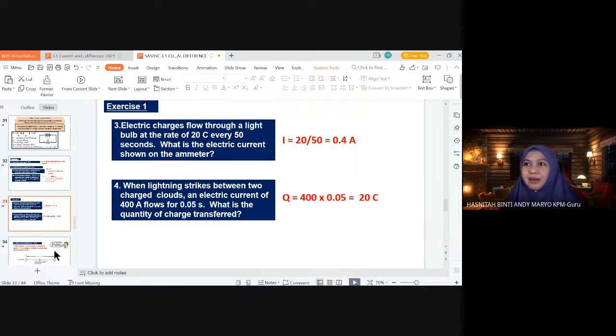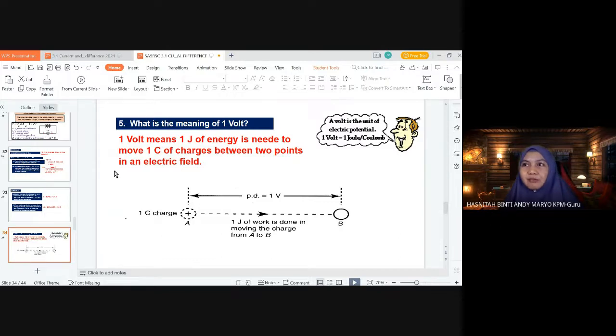This is a very basic question to understand electric current, charge, and potential difference. For the next question, number 5, in your module this one should be number 6, right? Okay, so we have done with current. We have two formulas: the first is Q equals IT, and the second is Q equals NE, involving electric current.